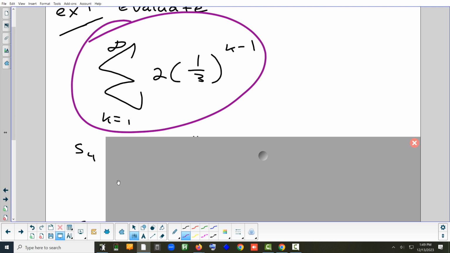So what was that formula we had from the last section? The very, very last formula. N times N plus 1 over 2? No, a sub 1, 1 minus R to the N, over 1 minus R. Okay, so let's try that on this one and see what happens.